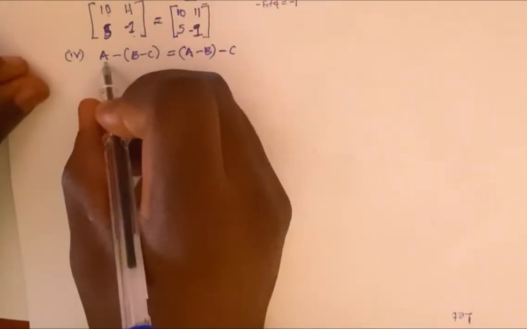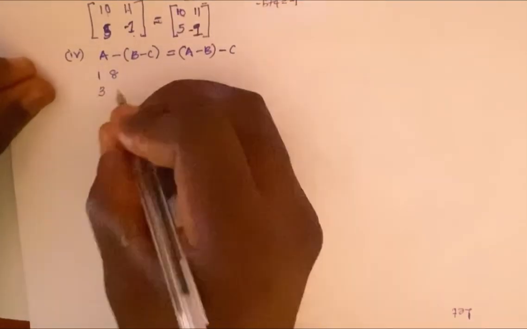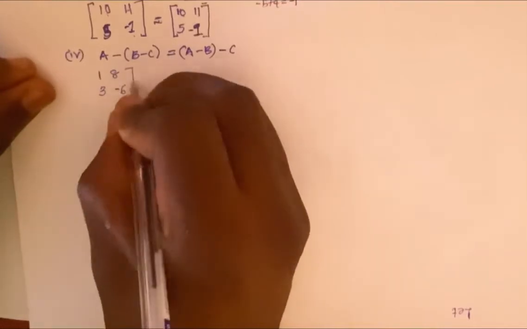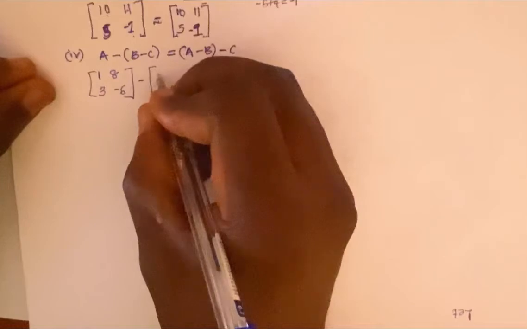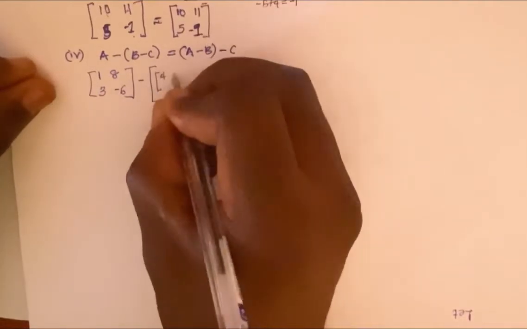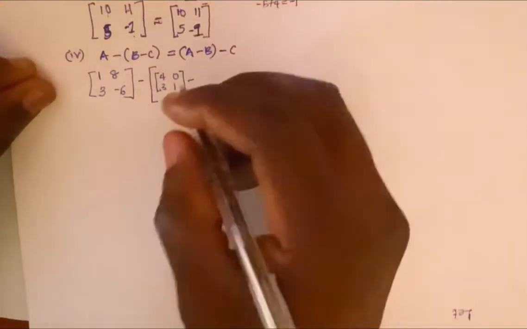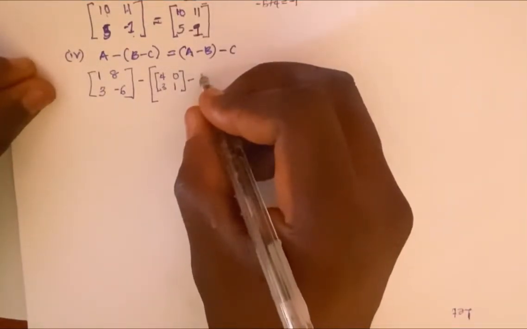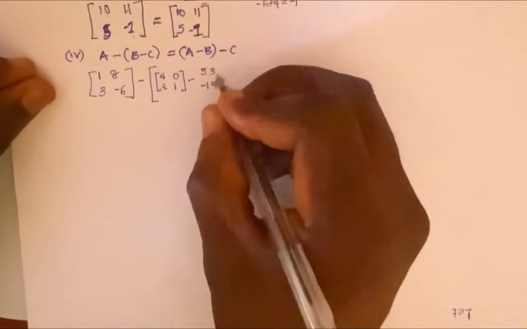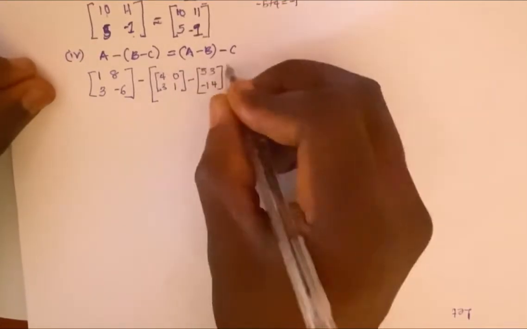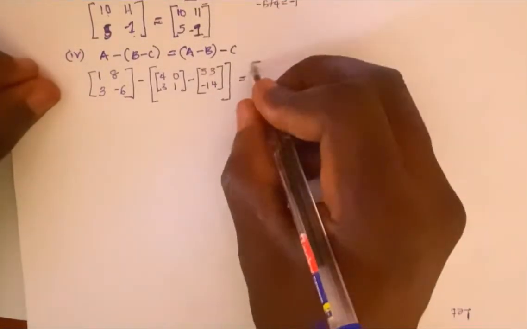My A is actually 1, 8, 3, and minus 6, right? Then I'm having it here, and minus, let me open a big bracket here. I'm having B, which is 4, 0, 3, and 1, right? Minus C, my C, which is actually 5, 3, minus 1, and 4.